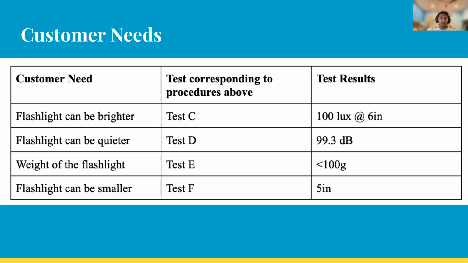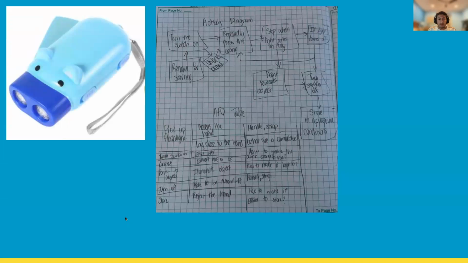So the first test that we did, test A, was trying to understand how the flashlight worked and to develop a diagram that portrays how it works. The purpose of this test was to look at every step involved in the functioning of the flashlight that could later be examined to see how different steps of the process could be improved. While this test may not have yielded any quantifiable metrics, it helped us create an activity diagram that you can see on the right, and that could later be referred to when we came up with a proposed redesign. And as you can see on the left, this is the actual product that we were testing and we were trying to redesign.